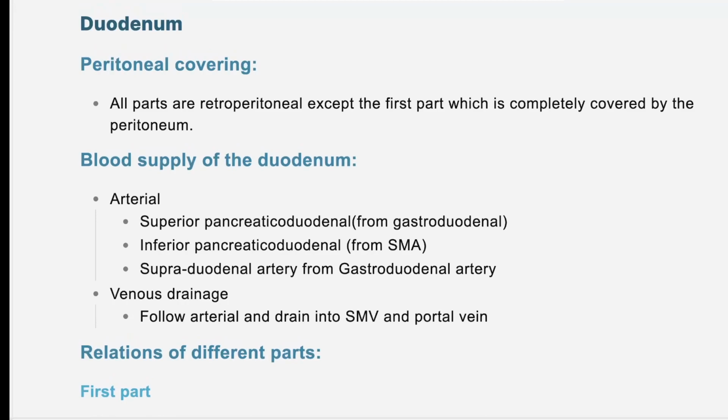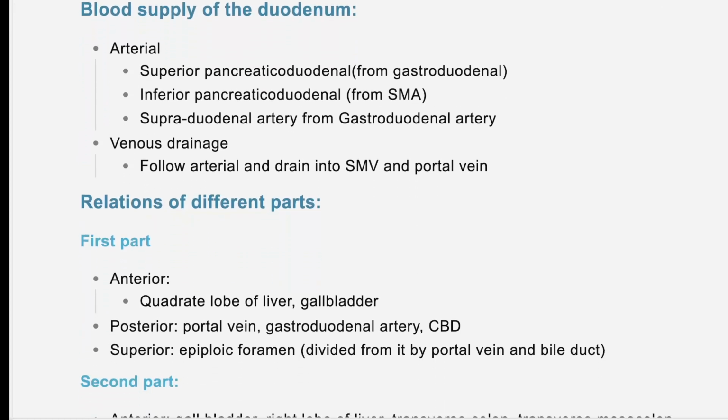The first part is related anteriorly to the quadrate lobe of the liver and also the gallbladder, and superiorly is related to the epiploic foramen, and inferiorly related to the head of the pancreas. Posteriorly is the gastroduodenal artery, portal vein, and also the common bile duct. All right, so this is the first part.